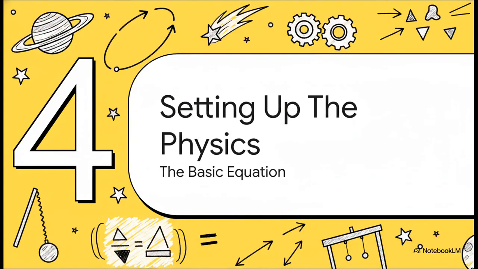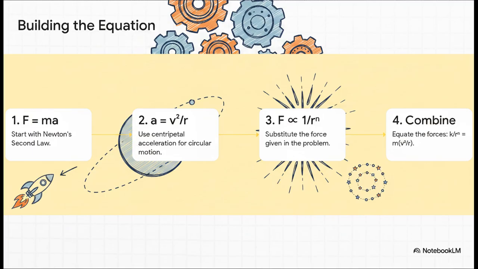Okay, concepts are in place. Now let's translate this into the language we use to solve things, math. It's time to build our main equation for this system. We're going to start with the GOAT, Newton's second law, F equals ma. Simple enough? Since we're moving in a perfect circle, we know what that acceleration has to be. It's the centripetal acceleration, v squared over r. We just plug that in for a. Then the problem told us the force is some constant, let's just call it k, divided by r to the power of n. So we just set the two sides equal, and there it is. That's our equation for this circular motion.